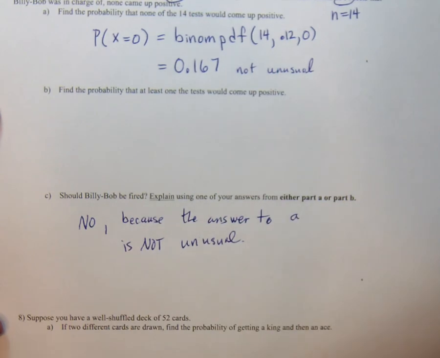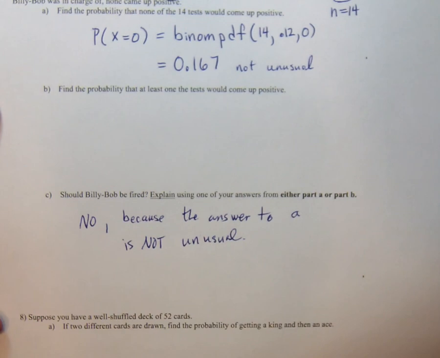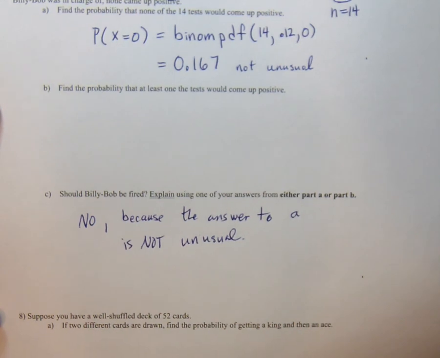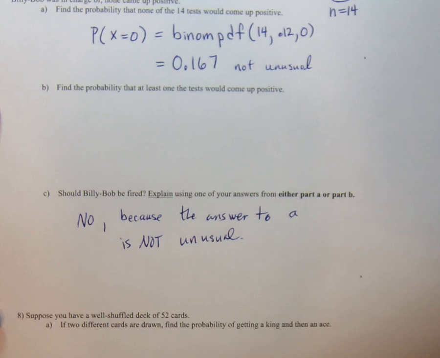When you give explanations in this class, they should be statistically based. Please don't say, no, Billy Bob should not be fired because the economy is doing really bad right now and he's got 3 kids and he just got this job and he had to go through the special training. And no. Just talk about the statistics. What do the numbers say?